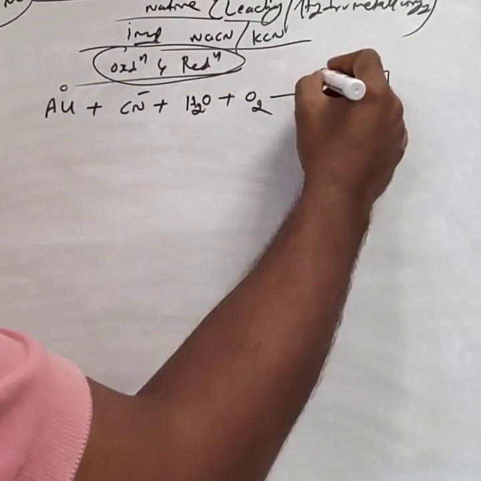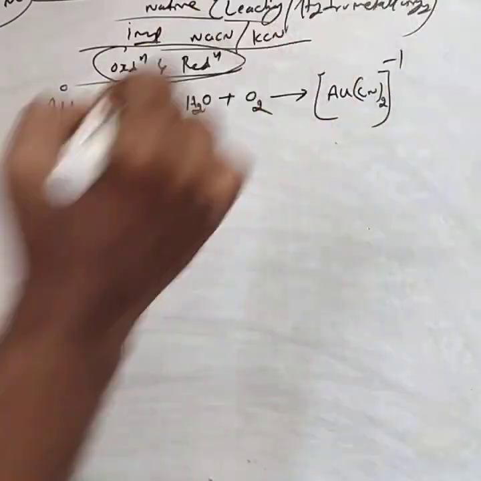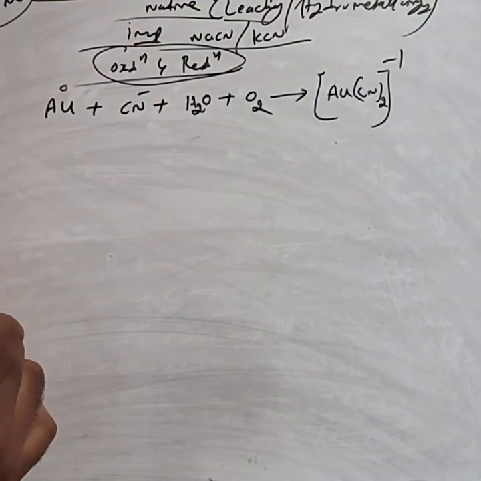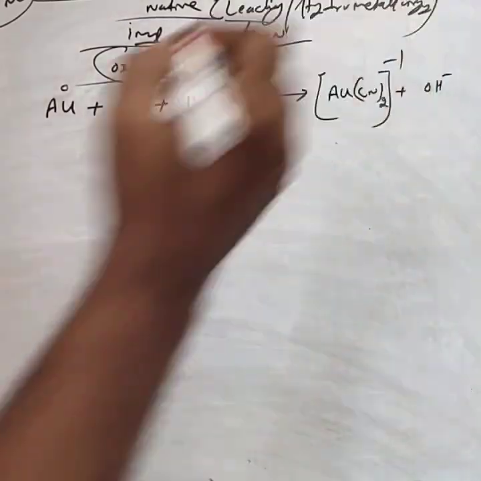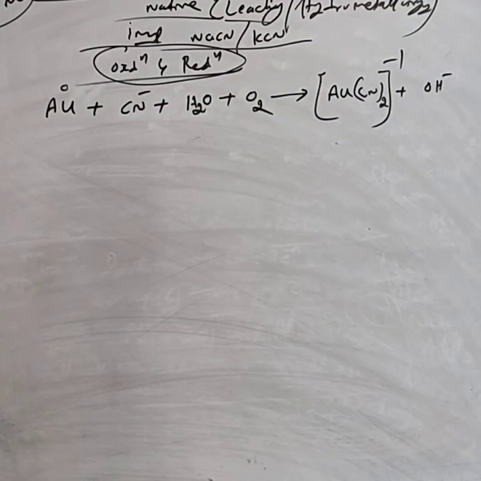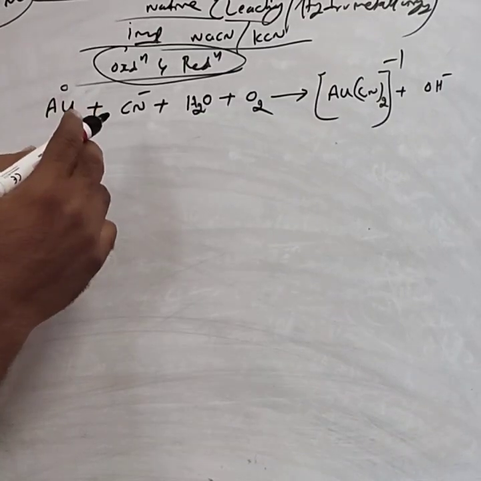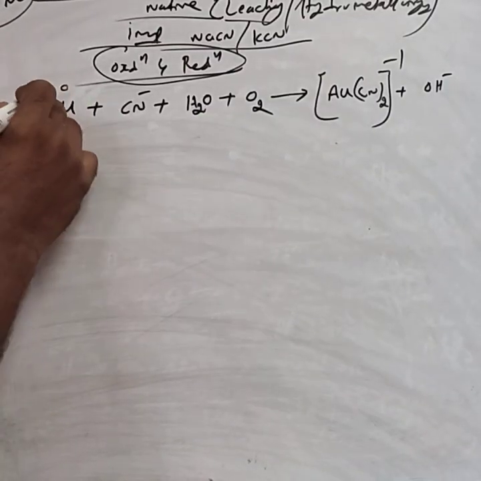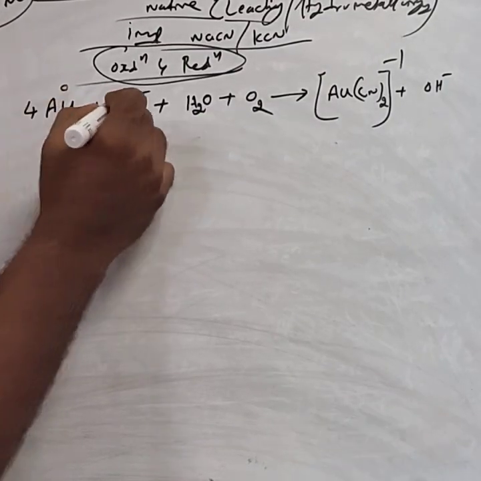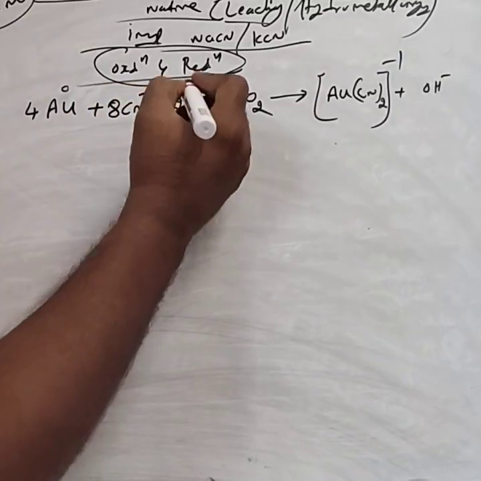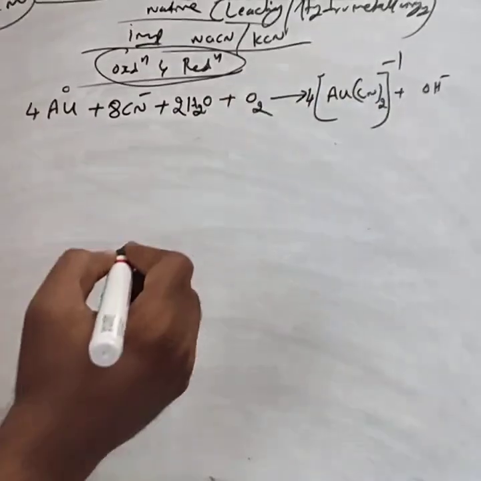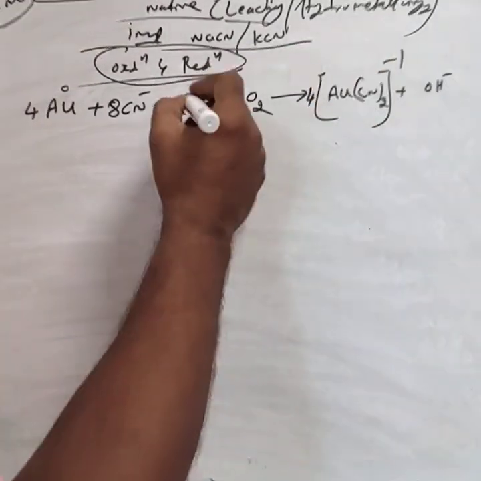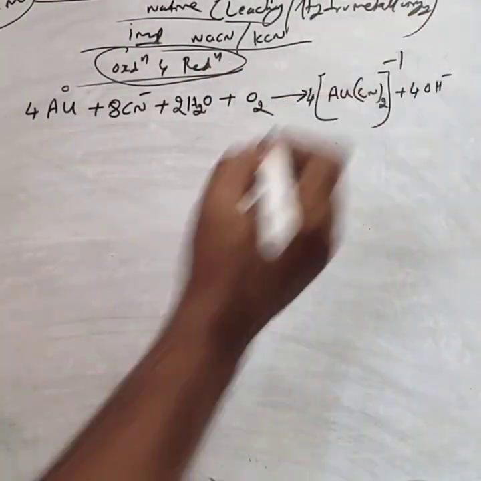This gold dissolves in cyanide solution to form a soluble complex compound, Au(CN)2 minus, with OH minus. Again, you have to balance this reaction. Without balancing, you don't get the mark. For balancing, you have to consider 4, 8 and 2.